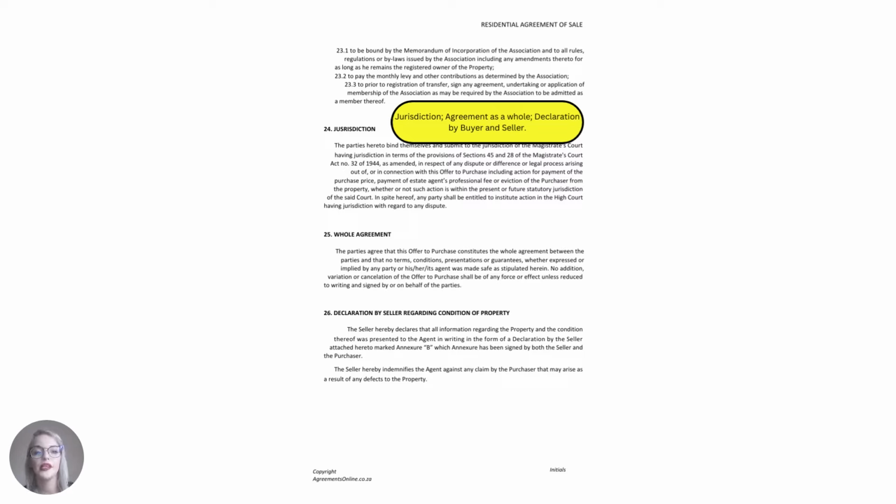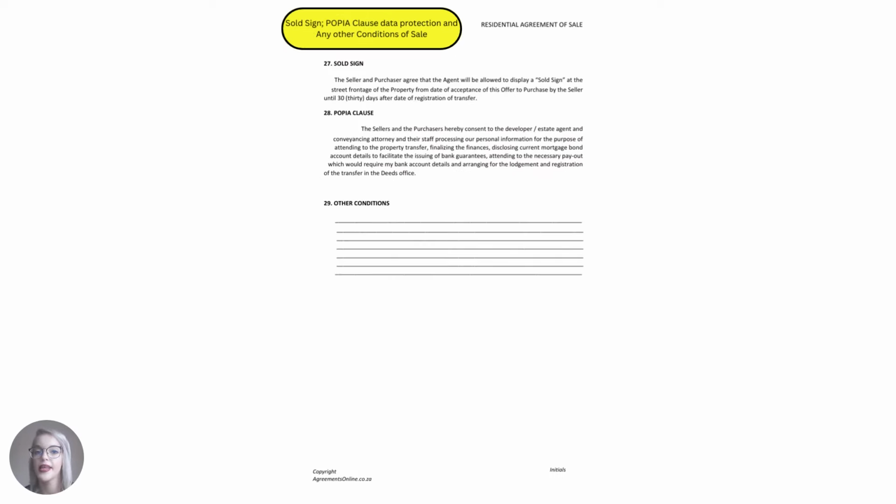The agreement then touches on jurisdiction as well as this agreement as a whole and any declarations made by the buyer and seller under this agreement. Then just the sold sign, how long that's going to be up for, and the POPI clause, which is there for data protection reasons, gives you consent to have and hold the buyer's information and also sets out how that information will be used and protected.